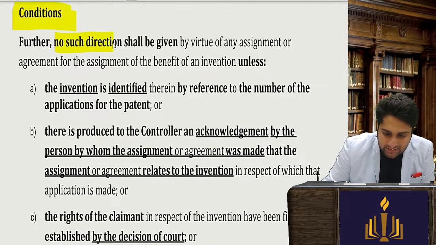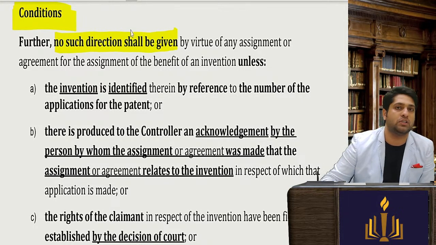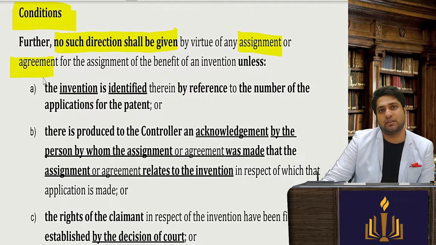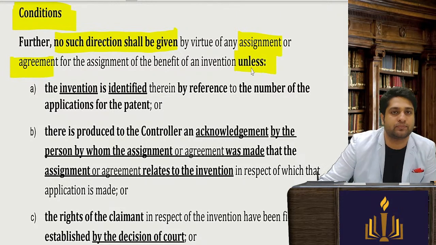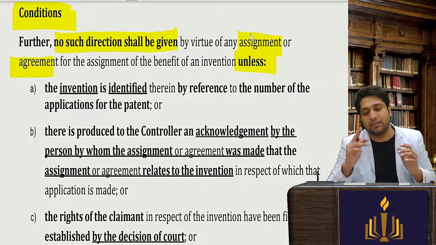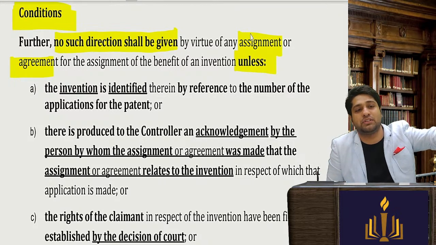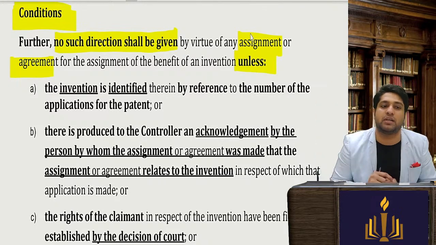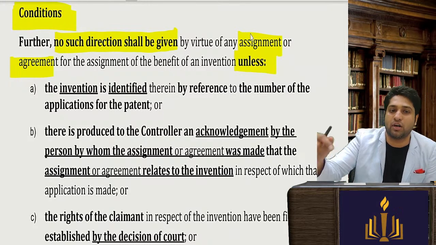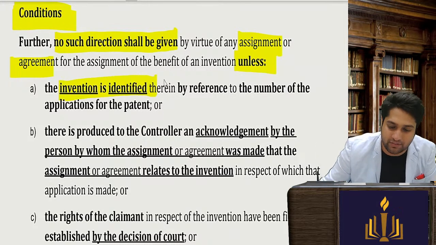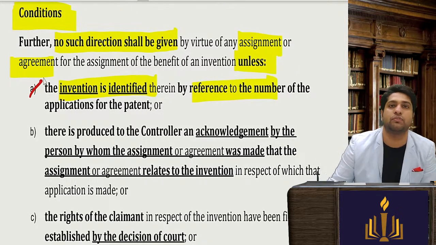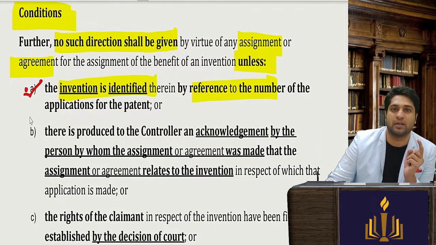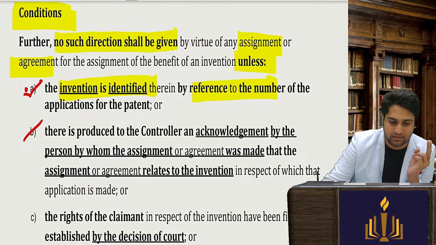First, no such direction shall be given. The controller shall not give any such direction by virtue of any assignment or agreement, unless, now let's understand what is happening, there is a claimant coming and saying that I am entitled to this invention by virtue of this sale agreement, this joint venture agreement, this merger agreement. So the controller shall not give unless the invention has been properly identified with the reference number. This is very obvious. Which invention are we talking about in which you want to be the claimant? That name has to be given. Obviously, okay, so that is the basic thing.